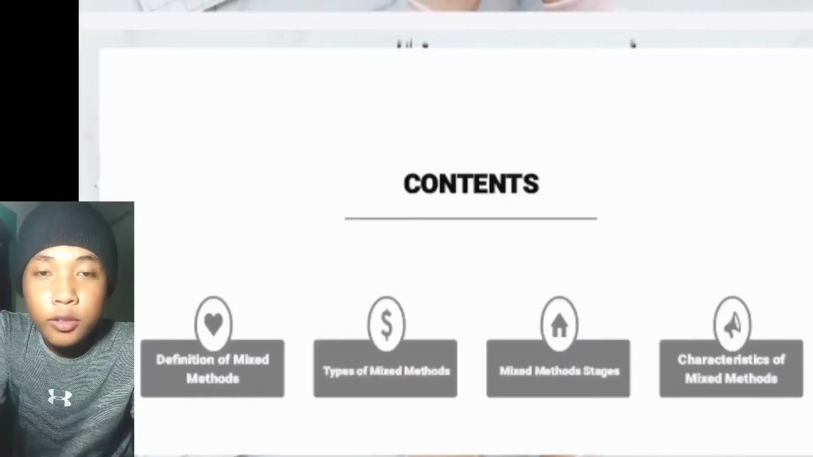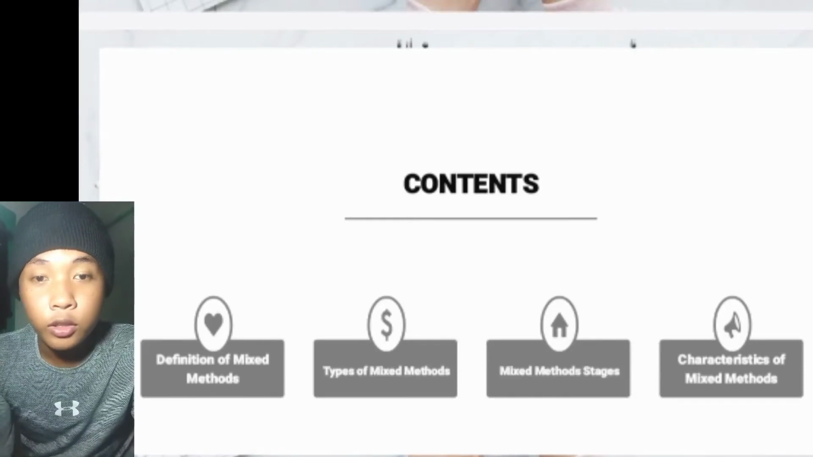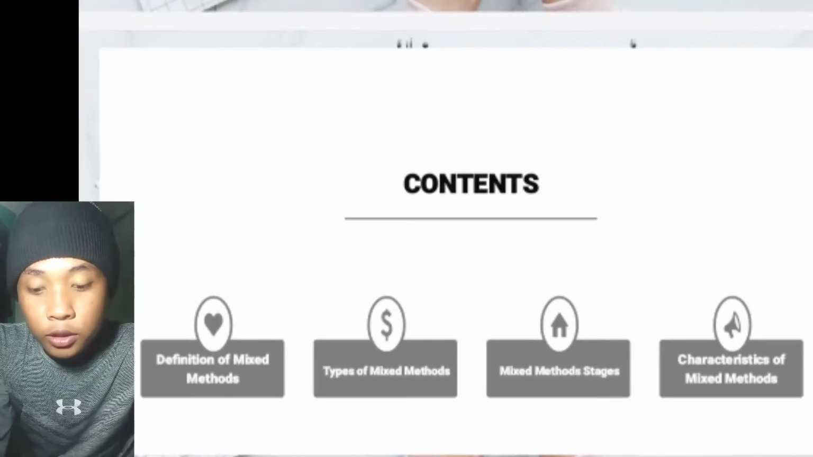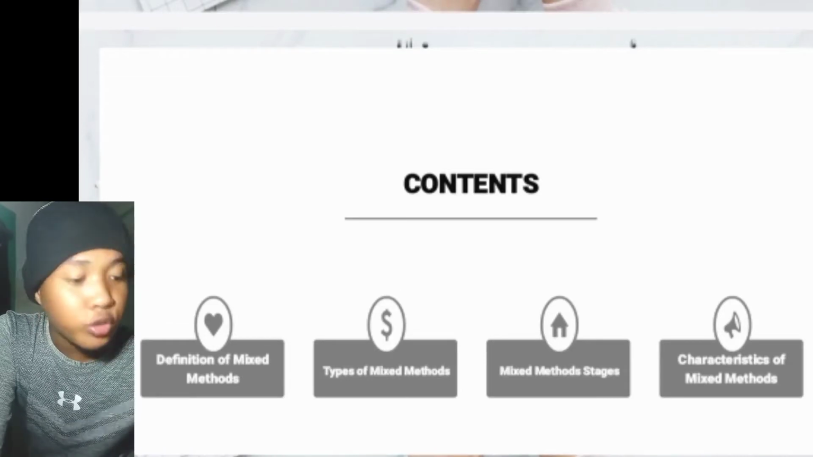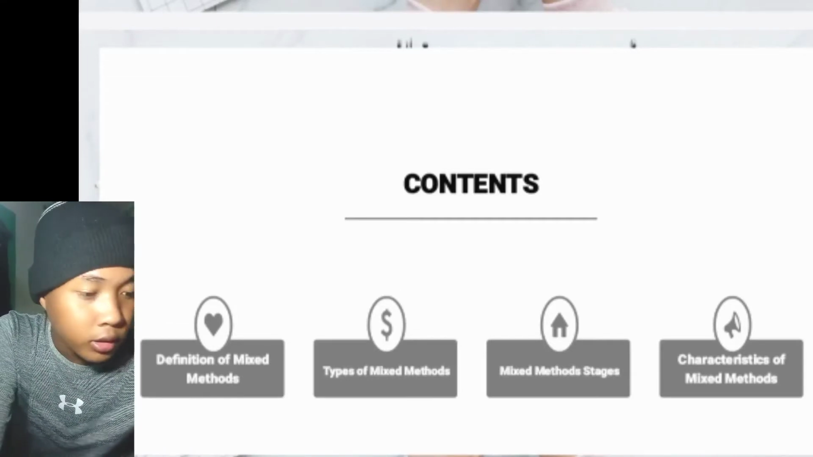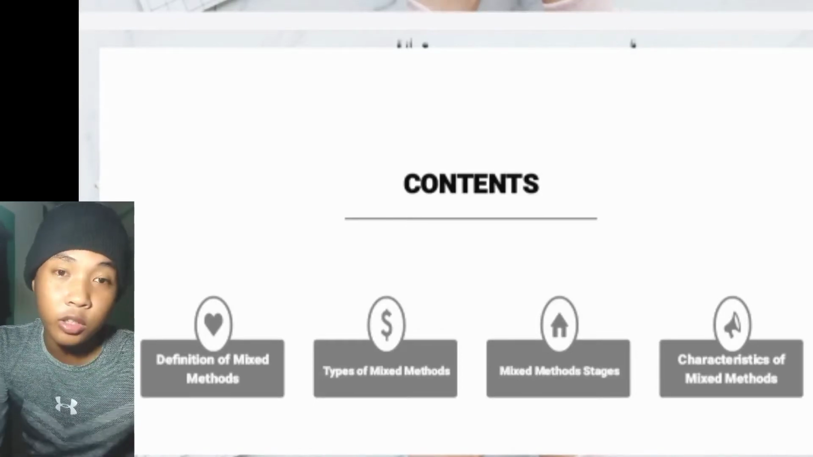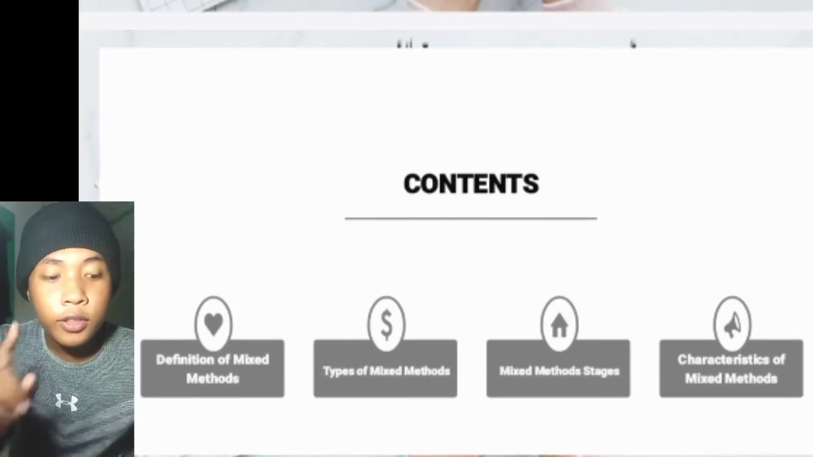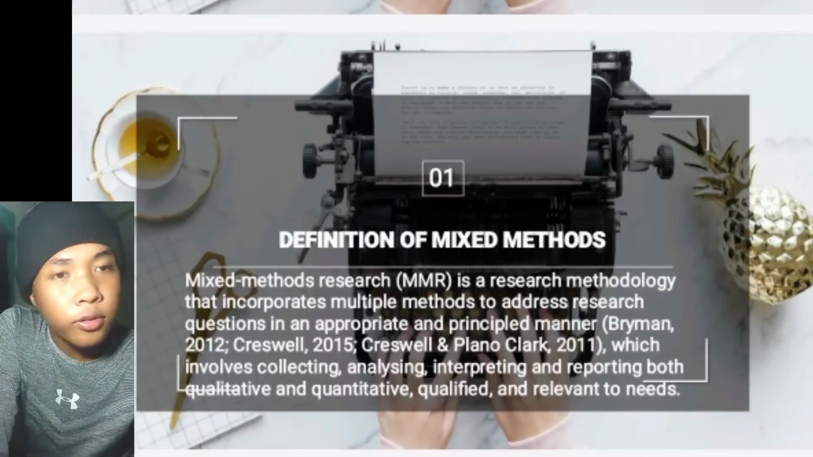Okay. This presentation contains the first, definition of mixed methods. Second, types of mixed methods. Third, mixed methods process. And fourth, characteristics of mixed methods. Okay, first I will explain the definition of mixed methods.